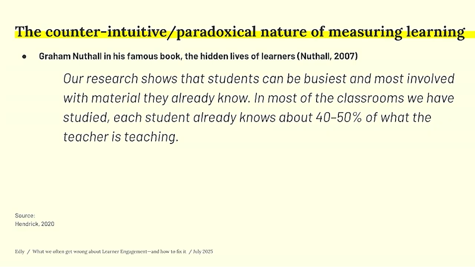with that context, I wanted to talk about the inherently paradoxical nature of measuring learning, which I think is very counterintuitive. I couldn't articulate it better than Graham Nuthall, in his famous book, The Hidden Lives of Learners, who says that students can be busiest and most involved with material that they already know. And in most of the classrooms that they had studied, each student already knew about 40 to 50% of what the teacher was teaching or training.